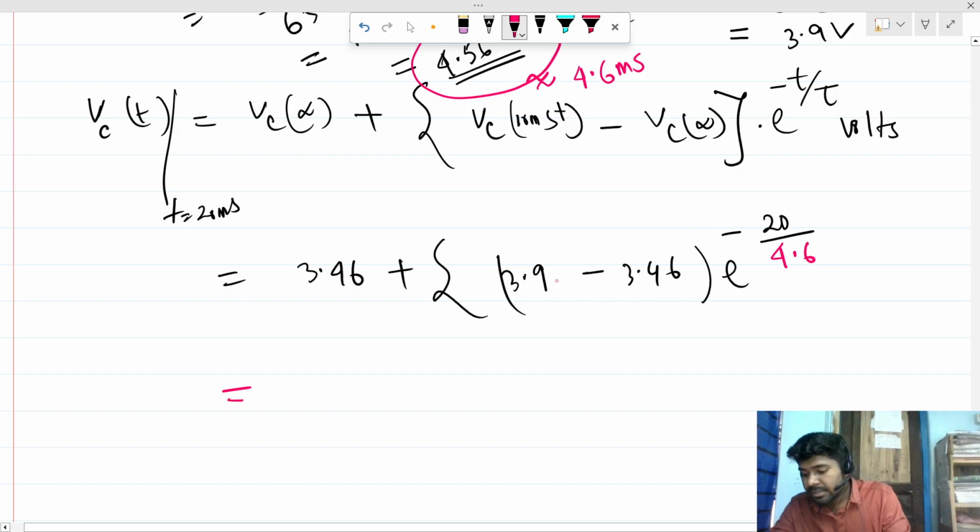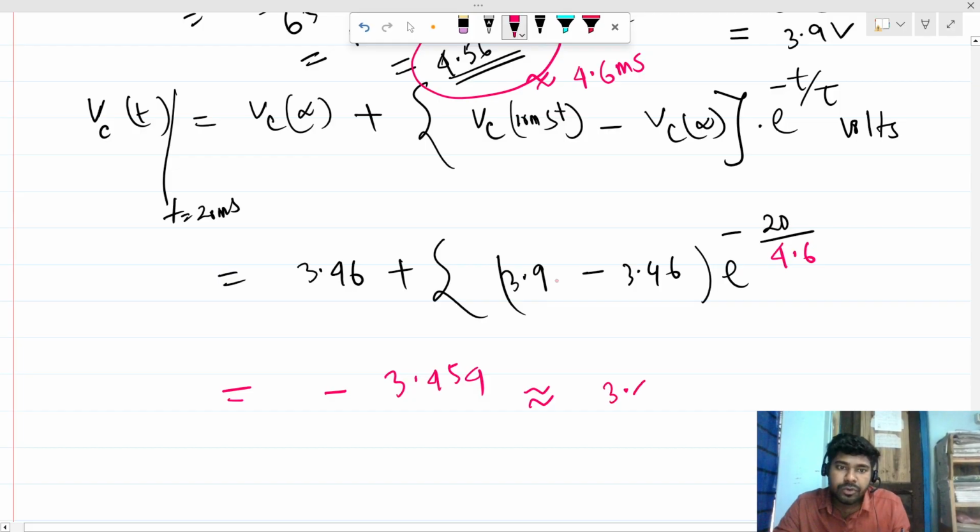That is 0.46. So this is minus, right? So yes, minus 3.46, so it comes out minus 3.454. Let's say it is approximately equal to 3.45 volt. Okay, it's coming minus, or, so this will be plus. Yes, so this is the voltage.